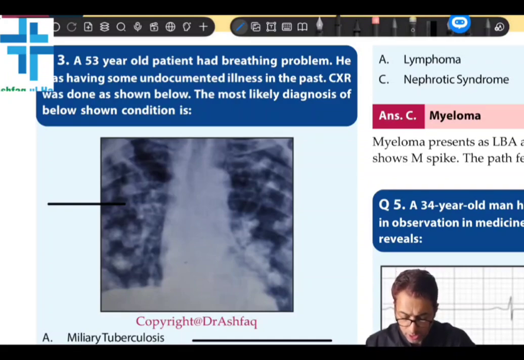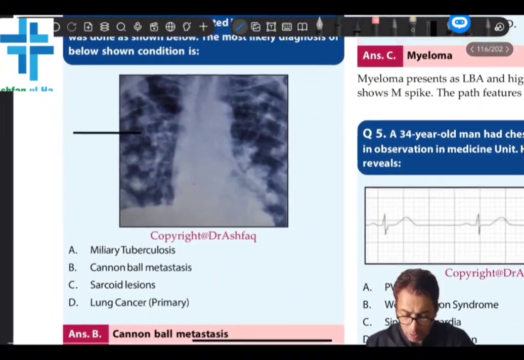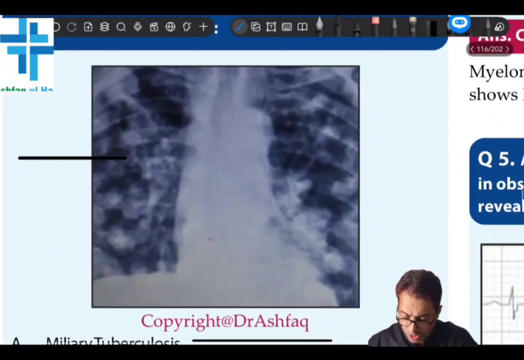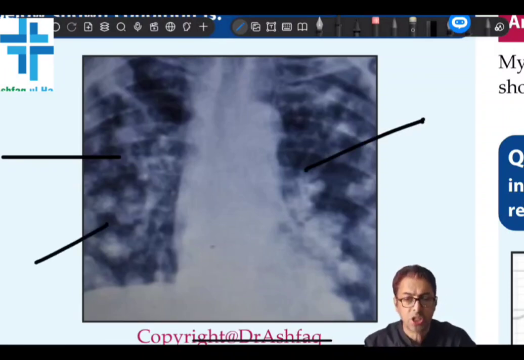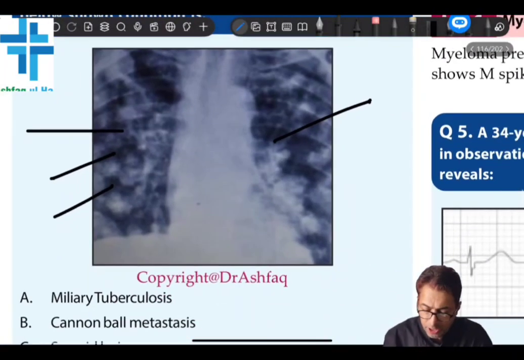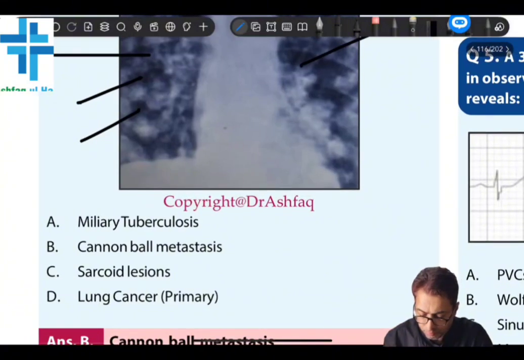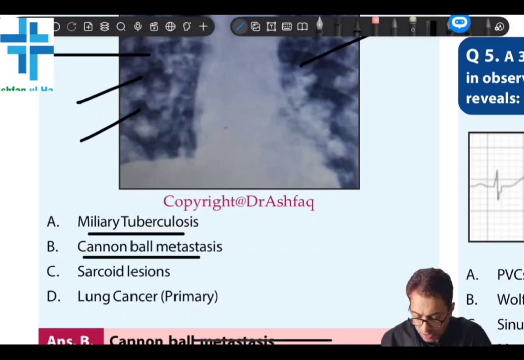So over here, you can have a look. If you enlarge this figure, you can see over here, these are shadows, and these are large, ball-like shadows within the chest radiograph. And the options given are miliary tuberculosis, cannonball metastasis, sarcoid lesions, and primary lung cancer.